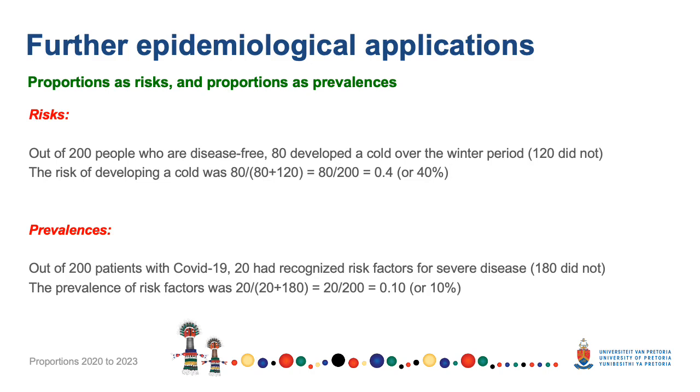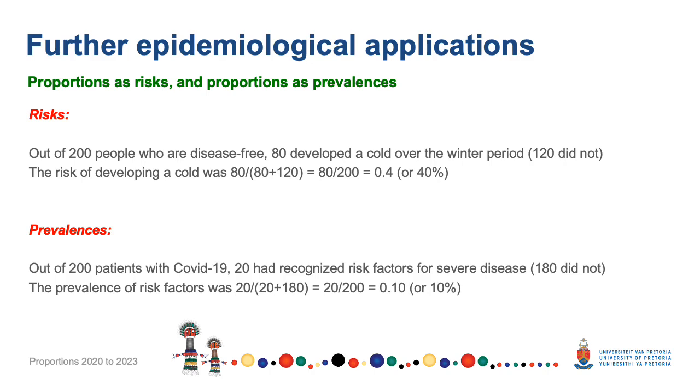Let's assume that there were 200 people who are disease-free at the beginning of a study, and over the winter, 80 of these 200 people developed a cold, and 120 therefore did not. The 80 plus 120 must add up to 200. So the risk of developing a cold was therefore 80 over 80 plus 120, which equals 80 over 200, which comes to 0.4. You could express this as a percentage as well: the risk is 0.4 and the percentage is 40%.